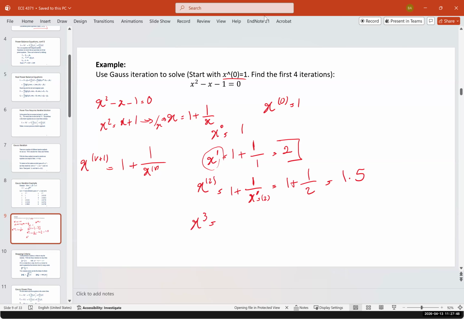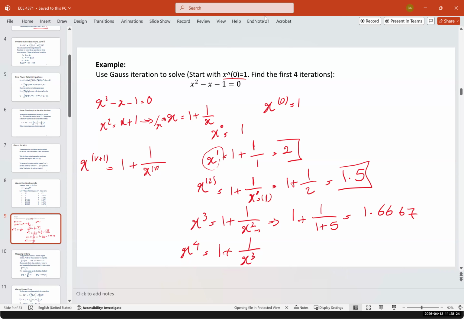Now, the third iteration is going to be 1 plus 1 over x2. Sorry, I put x1 by mistake. So what is x2? 1.5, thank you. So this would be equal to 1 plus 1 over 1.5, which gives us 1.6667.